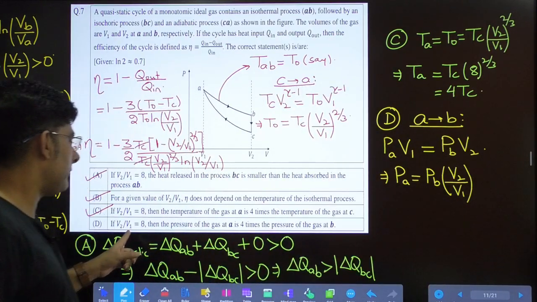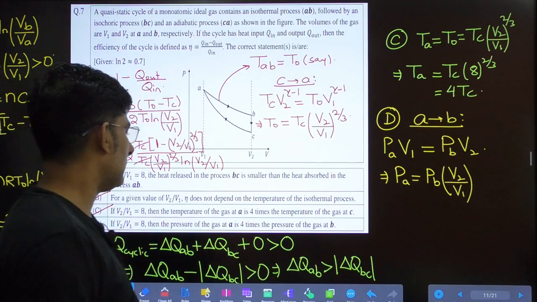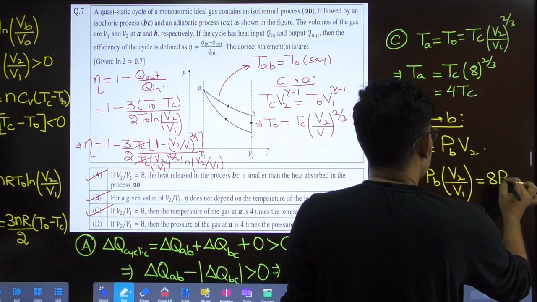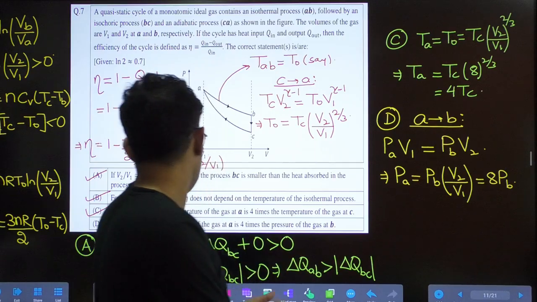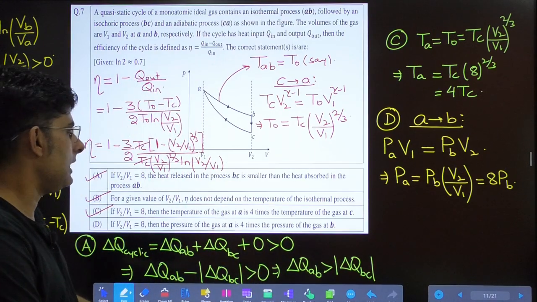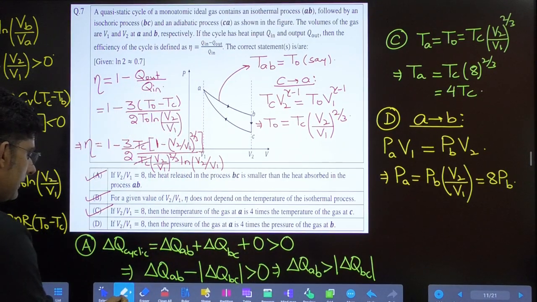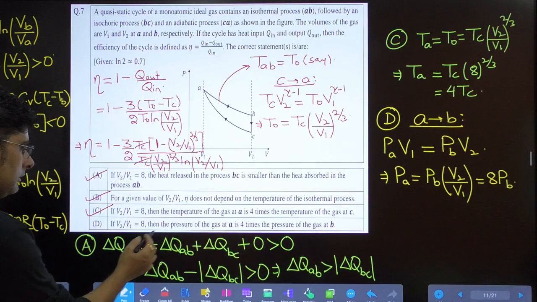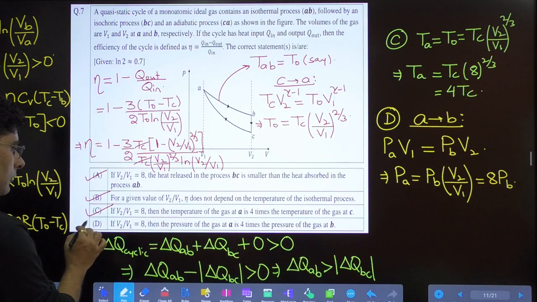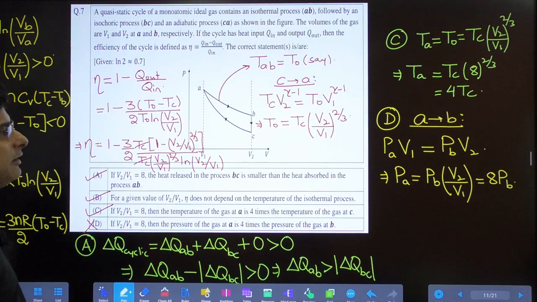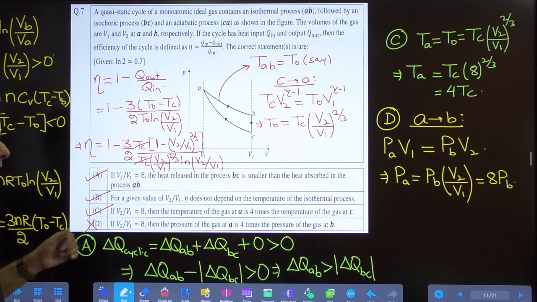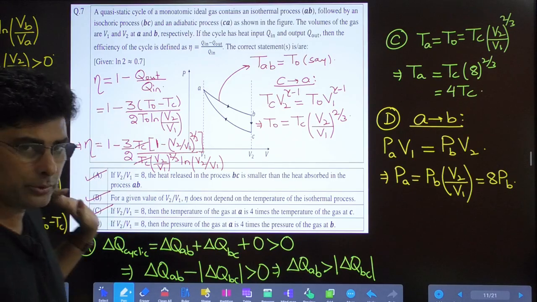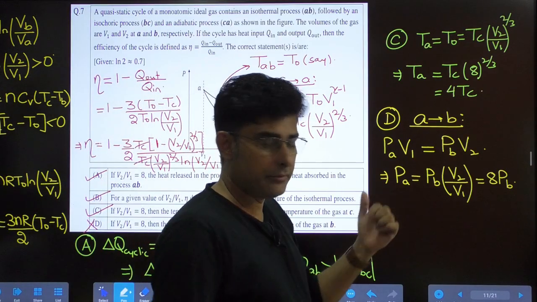Now PA will be PB into V2 by V1. They have given V2 by V1 is 8. So 8 times PB. So pressure of gas at A is 8 times the pressure of gas at B, not 4 times. So this one is wrong. So options A, B and C are the correct ones for this question. I hope this is clear to all of you. So let's proceed with the next question now.